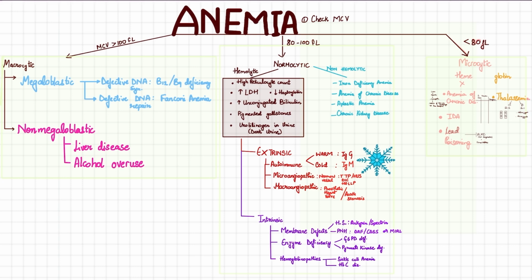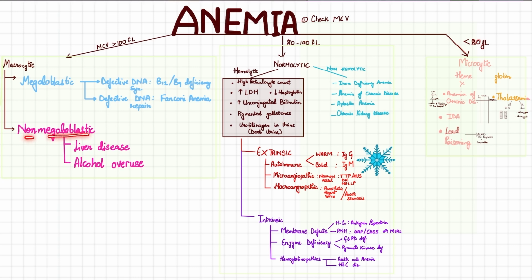Now, this DNA formation, as we know, requires a lot of enzymatic reactions, B12, cobalamin, and B9, which is your folate. If there is a deficiency of B12 or B9, it will lead to defective DNA synthesis. Defective DNA synthesis means that the red blood cell never matures and remains in that big state, which is megaloblastic. Or it could be due to defective DNA repair, like in case of Fanconi anemia, where we are not able to repair the DNA strands, and this leads to megaloblastic anemia.